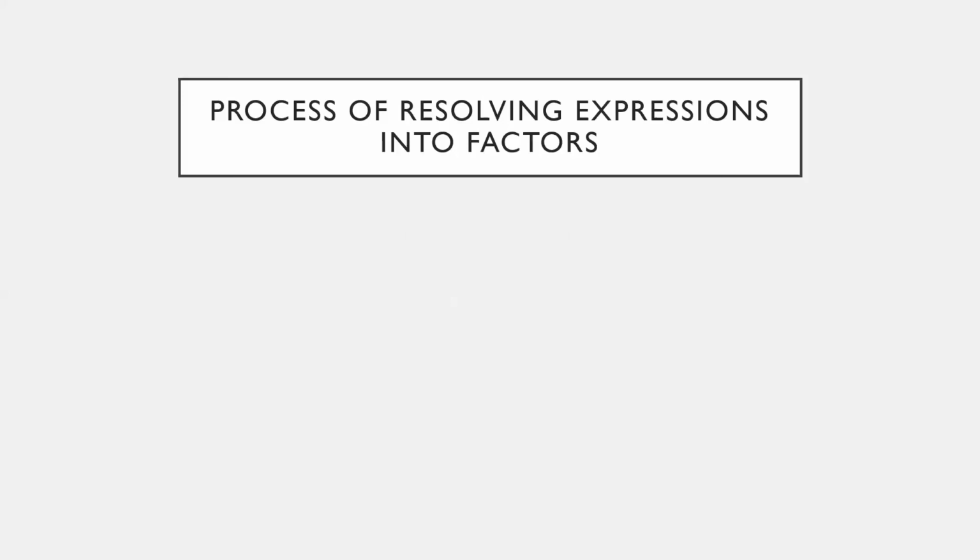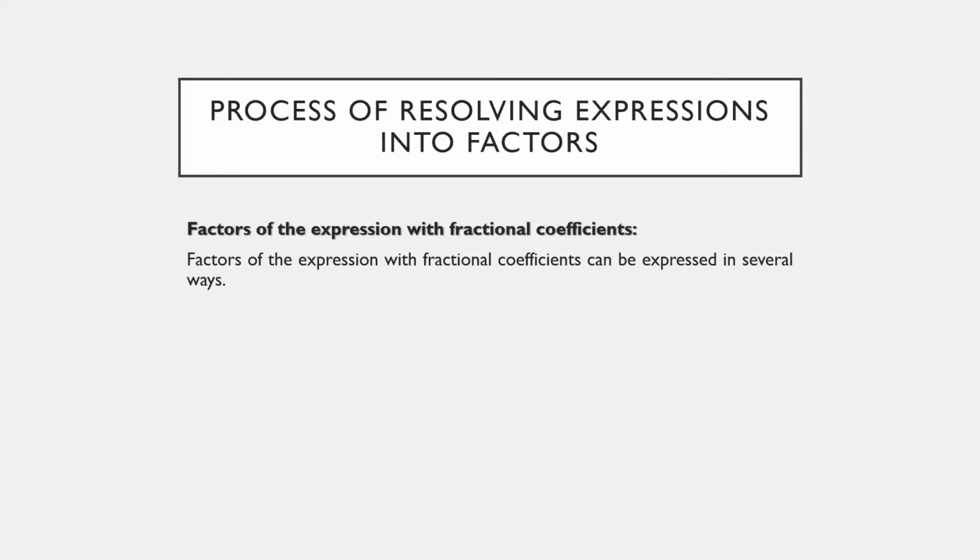The next process is factoring expressions with fractional coefficients. Now suppose we have an expression where the coefficients are fractional, not whole numbers as we have done till now. Factors of expressions with fractional coefficients can be found in several ways. Here we didn't formulate any new formulas; we have to understand this part with examples. For example, we have a cube plus 1 by 27. This is the given expression we have to factorize.